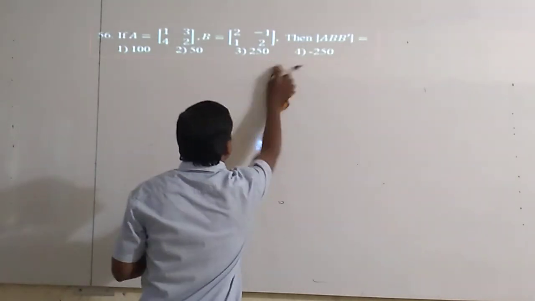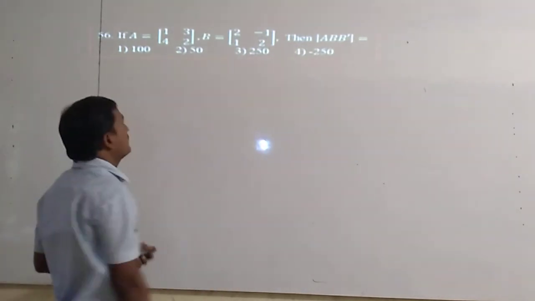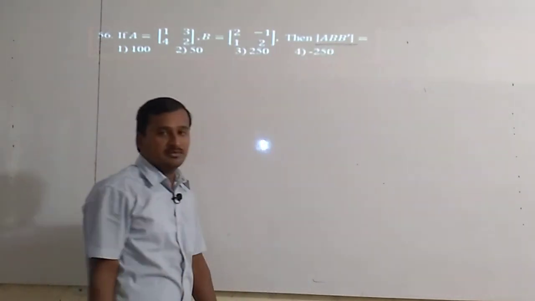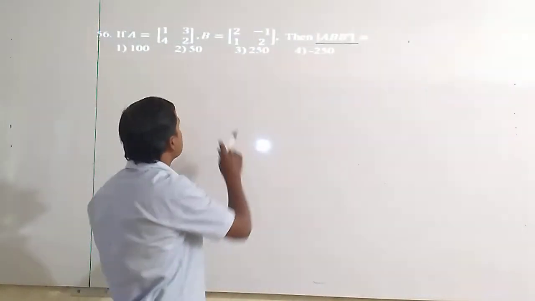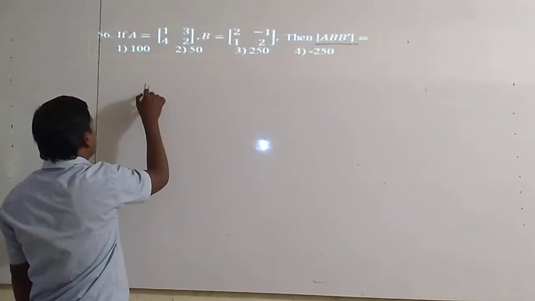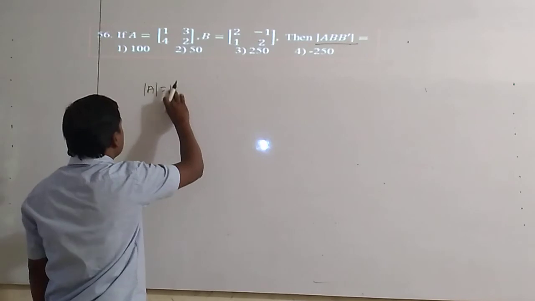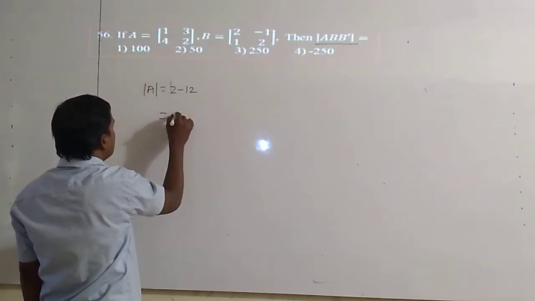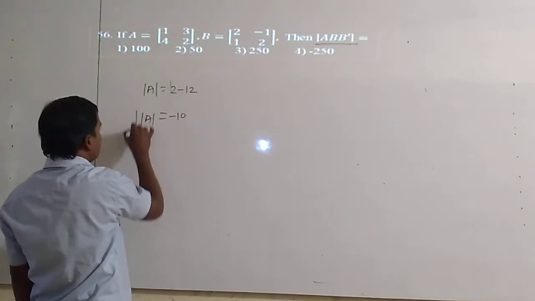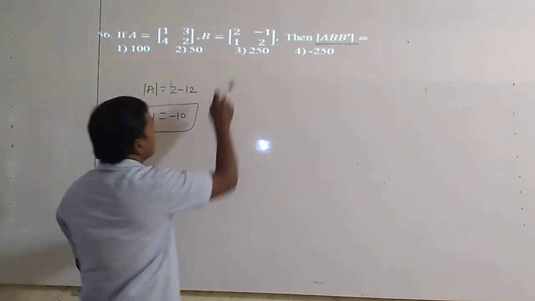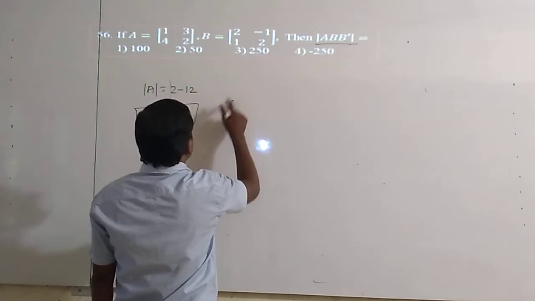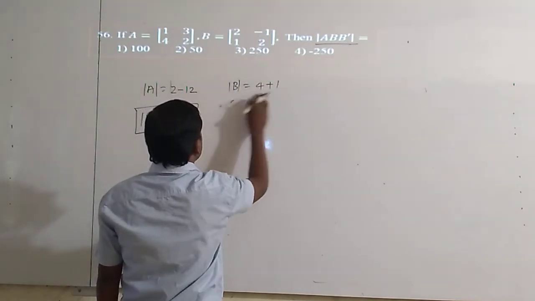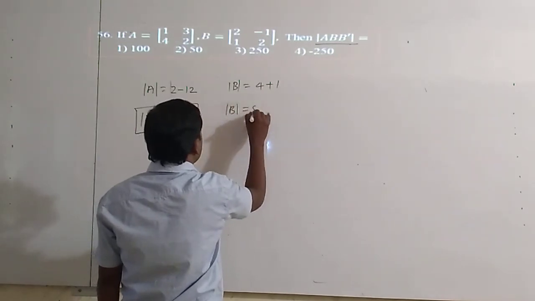Okay, this question. So here we should find the value of determinant of AB into B dash. So for this, first I will find determinant of A. Here it is, determinant of A is nothing but what? 2 minus of 12. So therefore minus of 10. So this gives determinant of A. Okay, what about determinant of B? Determinant of B is equal to, right, here it is 4 plus 1. So therefore determinant of B is equal to 5.